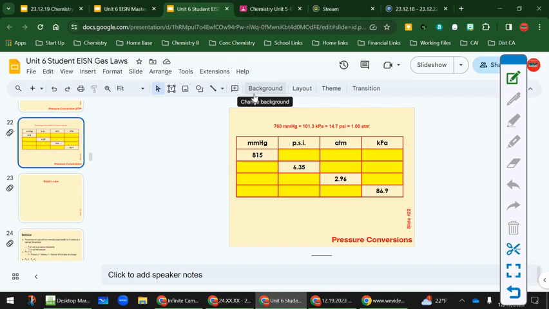Yes. So on this slide, convert 81.5 millimeters of mercury into PSI, then ATM, then KPA. Is it 815? Yeah. Sorry, I misread. Hold on, let me. You're cooking. 815. Thank you. I was cooking. You put gas. Yeah, and then HG.